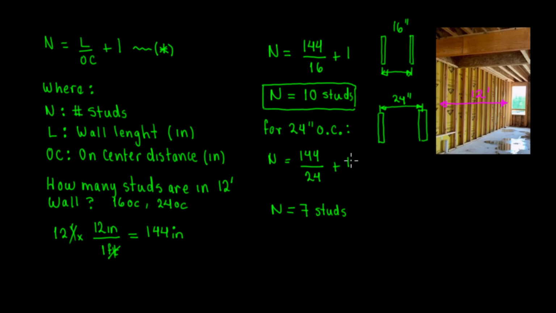And you might be wondering why we add 1. In this case, we're talking about the studs in the middle, but don't forget we also have one at the beginning and at the end, right? It's like asking whether we're counting from 1, 2, 3, 4, 5, or from 0, 1, 2, 3, 4, 5. So we're adding 1 more.